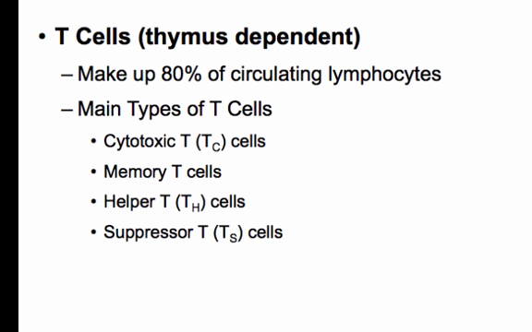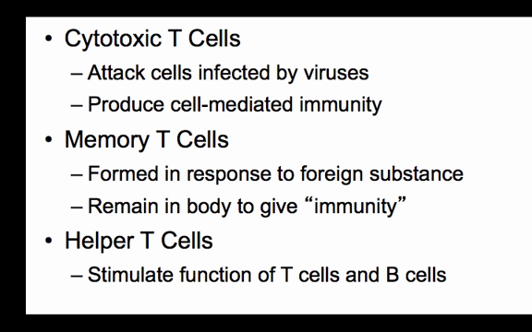The main types of T cells are the cytotoxic T cell, the memory T cell, the helper T cell, and the suppressor T cell. The cytotoxic T cells attack body cells directly when they are infected by viruses. Because they attack infected cells, they produce a cell-mediated immunity, meaning an infected cell mediated or initiated the attack. Memory T cells are formed in response to a foreign substance. They don't attack the foreign substance, but instead remain in the body to remember the foreign substance in the event the body is ever exposed to it again.